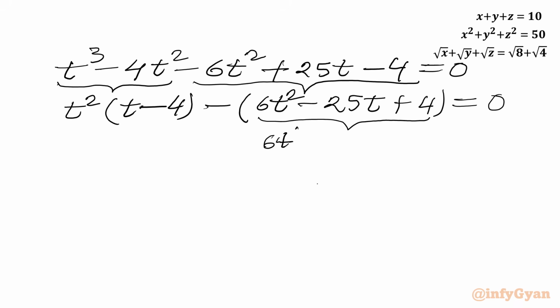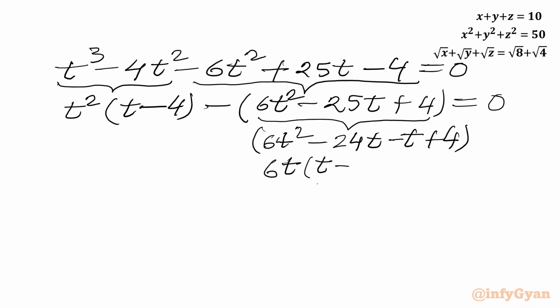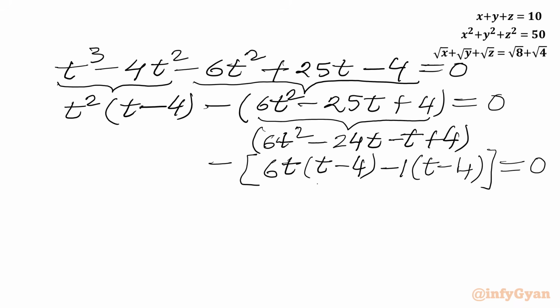Let me write 6t square as it is. Then minus 25t can be written as minus 24t minus t plus 4. Now from the first two terms 6t is common. So we will write here 6t is common. In the bracket we will write t minus 4. From the next two terms minus 1 is common. So in the bracket we can write t minus 4 equal to 0.